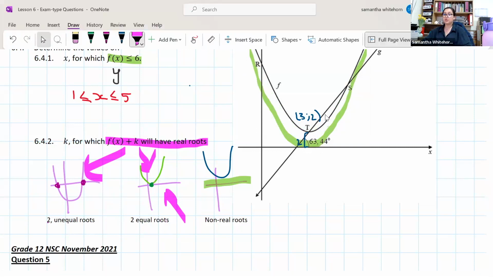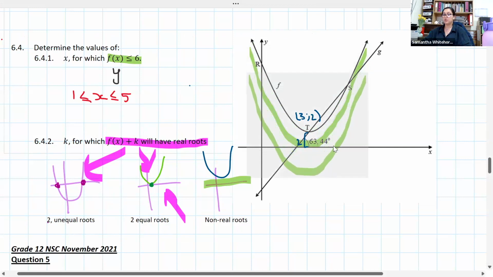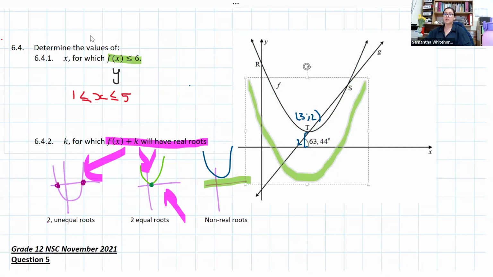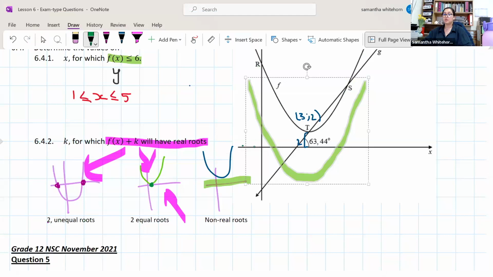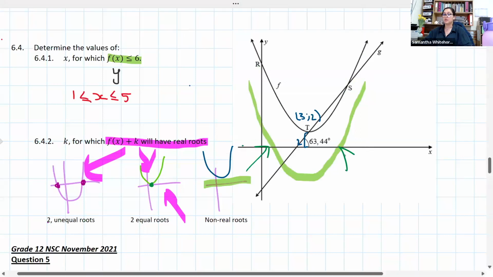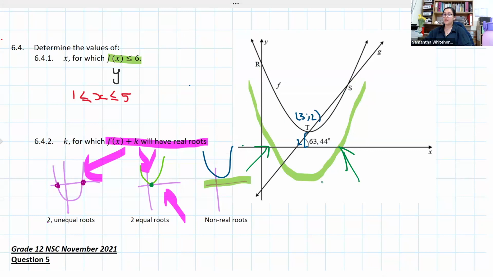If I continue to move my graph more than 2 units down, what I now start to see is that I'm getting 2 distinct real roots. And so that's essentially what I want. I now need to move this graph down by 2 units or more than 2 units. Now look at this: f(x) + k. f(x) was x² − 6x + 11, and now I'm adding k. I, however, need to move it down.